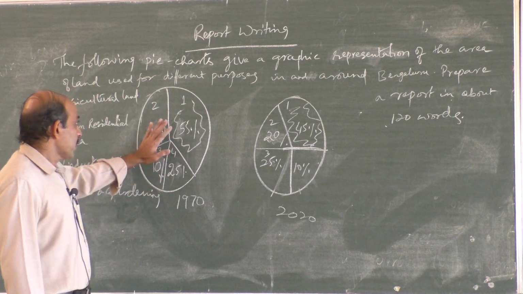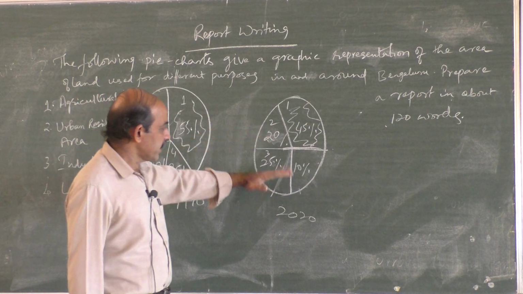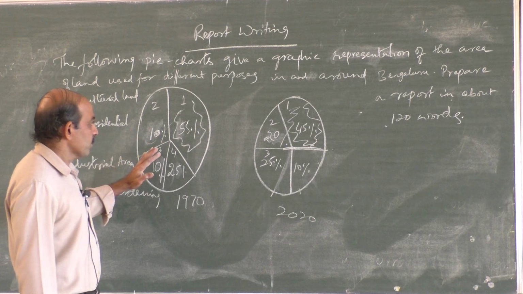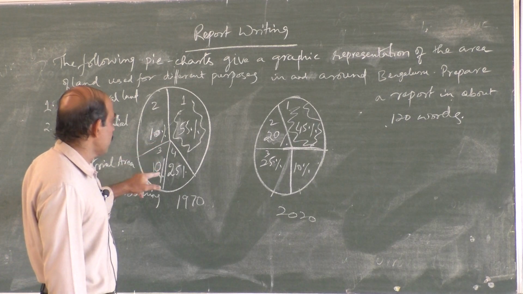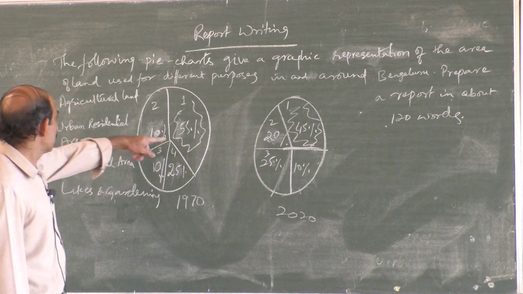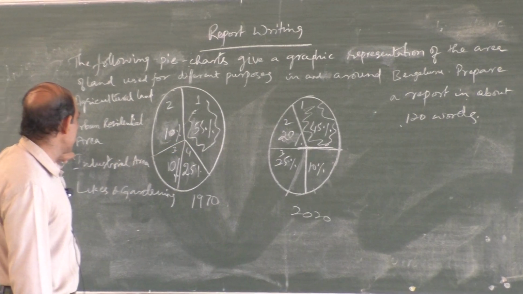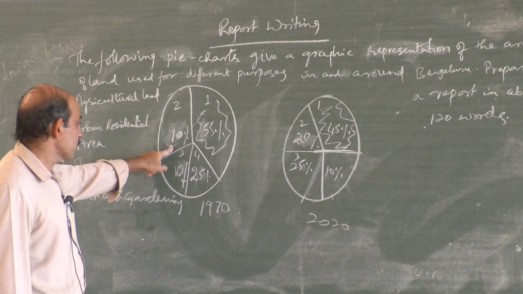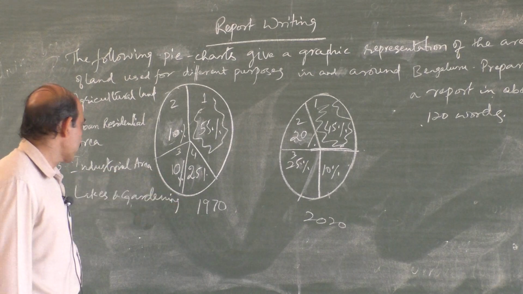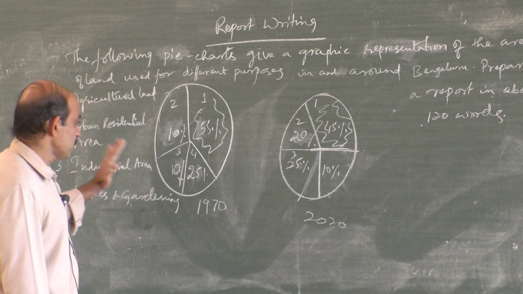Now look at the pie chart, the first one, 1970. The year has been given. Look at the pie chart, that is 2020, and in the pie chart, whatever ratio has been given, which has been described there, has been written by numbering 1, 2, 3, 4. First one, agricultural land in 1970, 55%. The second one, urban residential area, 10% in 1970. The third one, industrial area, 10% in 1970. Fourth one, lakes and gardening, 25% in 1970. This much you have to understand.